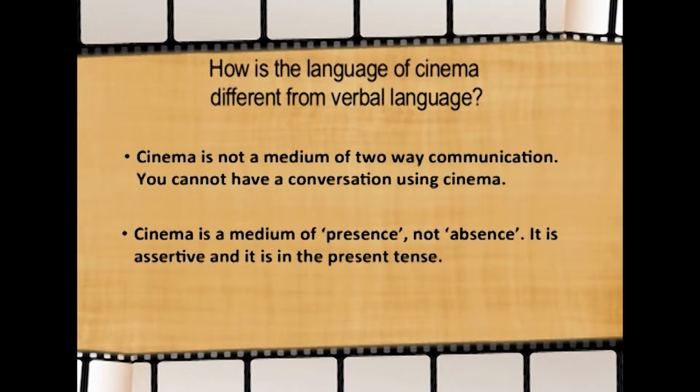Also, when you are taking a shot, it is assertive and in the present tense. That means, supposing the pen stand is not there on the table, using a shot, you cannot make a statement that the pen stand is not there on the table. Only when the pen stand is there on the table can you take the shot, and the shot will be like a statement that the pen stand is there on the table. So it's not easy to convey negativity, absence, in a movie.